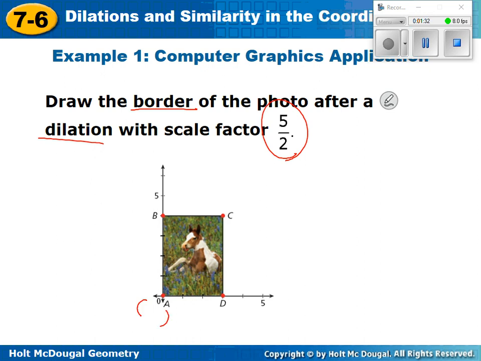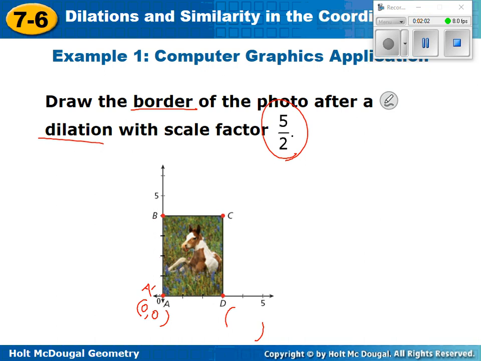So what are the coordinates for point A? 0, 0. What's going to happen when we take 0, 0 and multiply it by 5/2? It's going to stay 0, 0, right? So this point is not going to change. We can go ahead and relabel it A prime because it's going to stay where it is. That is going to be the center of the dilation. The picture is going to get bigger from there. This point is not going to move. All right, D, where is D at right now?